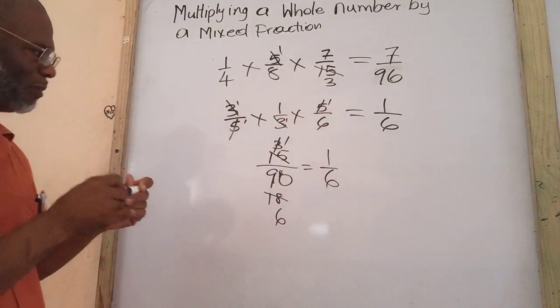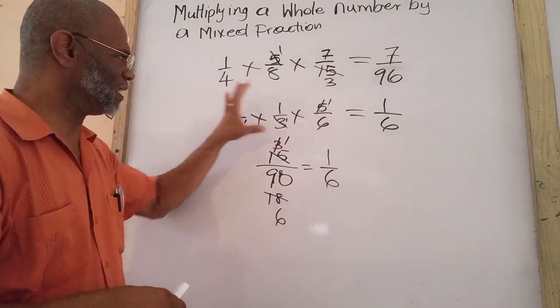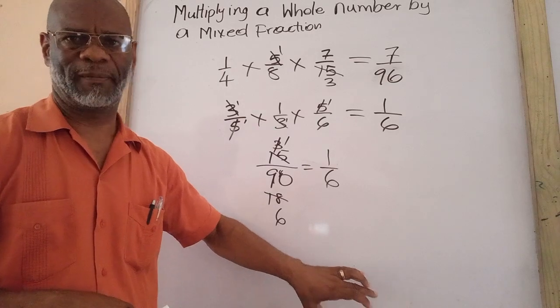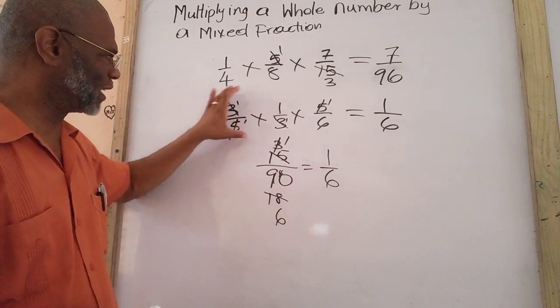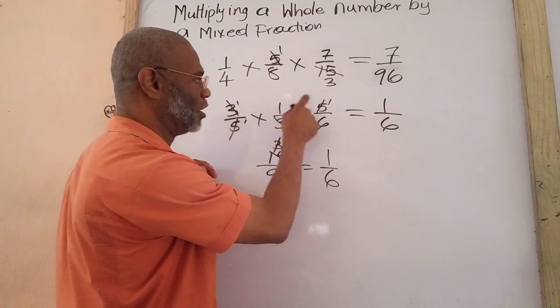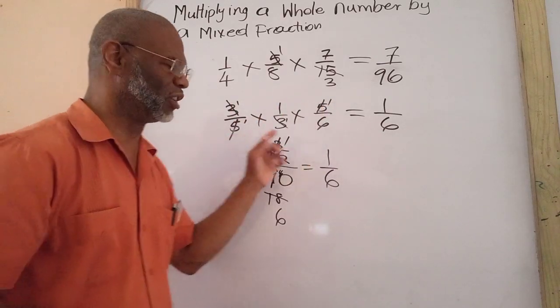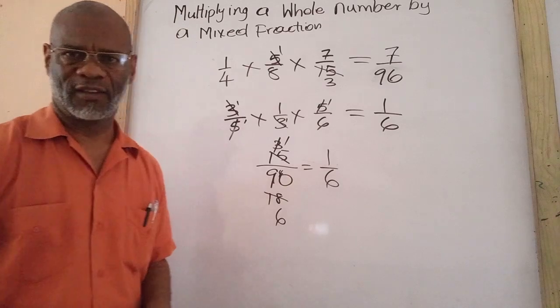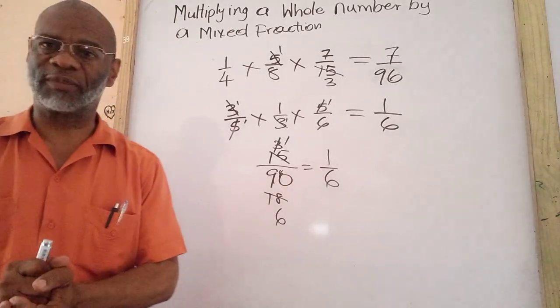Now, see how much simpler it was when we did the cancellation, alright? So I advise that we do cancellation instead of multiplying all the numerators and multiplying all the denominators, alright? So we stop here for today.